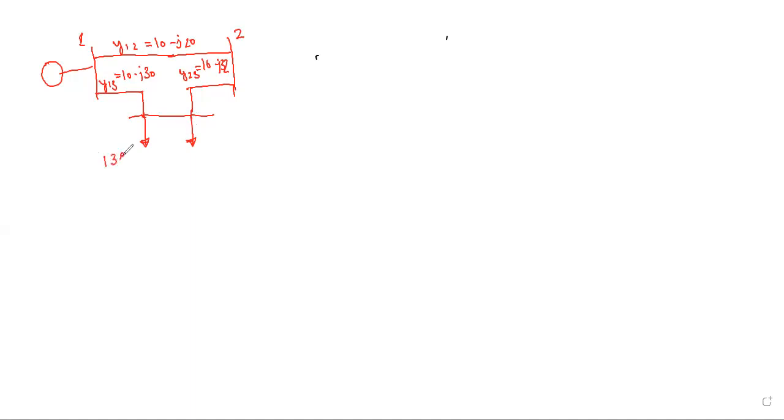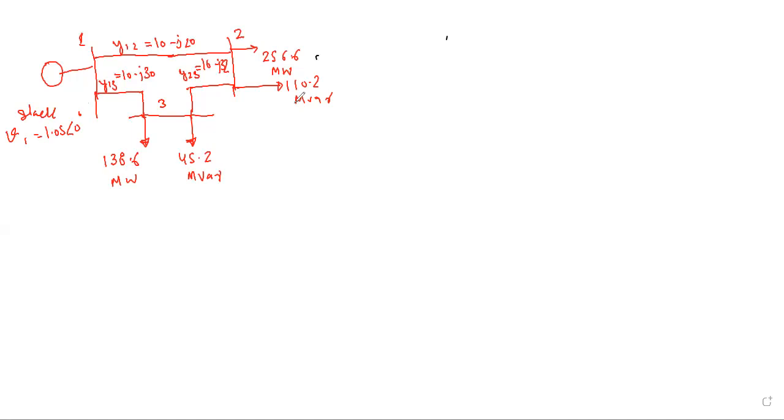Bus 2 has 386.? and 45.2 MVAR, and bus 3 has 256.6 in megawatts and 110.2 in MVAR. This is bus 1, bus 2, bus 3, and we have the slack bus, where the slack bus voltage is taken as 1.05 per unit at 0 degrees. So now you understood this.